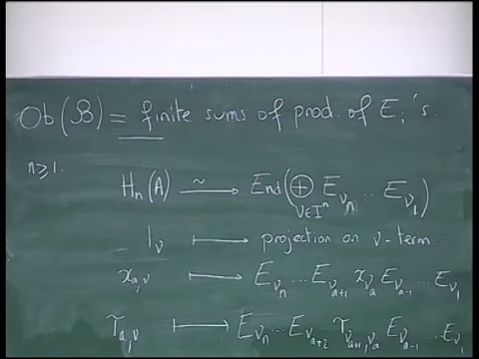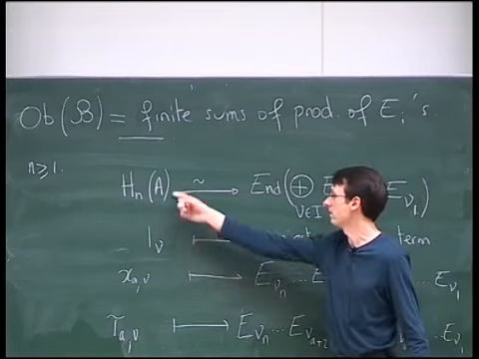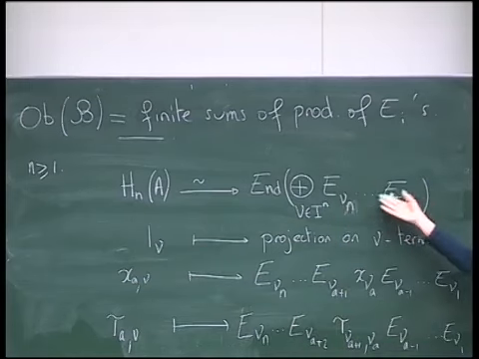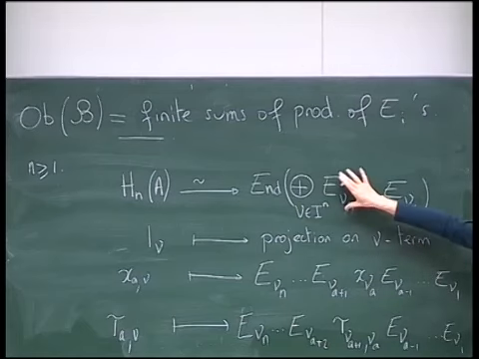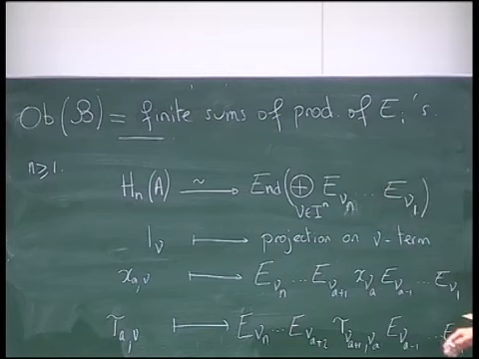So that gives you these algebras, the Hn of A, they describe exactly the homomorphisms in the category. And these idempotents here have a very clear meaning. They involve looking only at one specific product of E's.